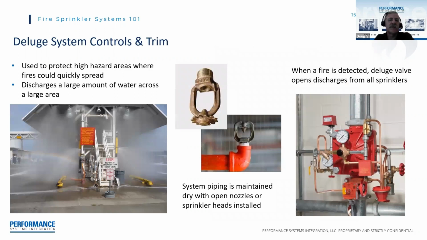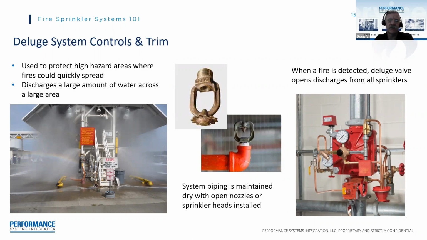Deluge systems, these are similar to what we see in these Hollywood movies. When one sprinkler goes off, they all go off. That's not typically the way it works. So these systems are activated by a detector within that area that's protected. They're used in high hazard areas where fires can spread quickly, and they discharge a large amount of water over a protected area.